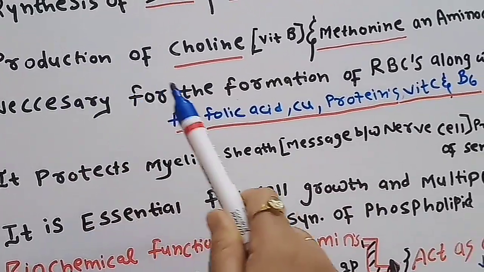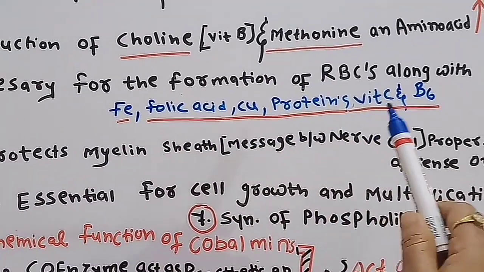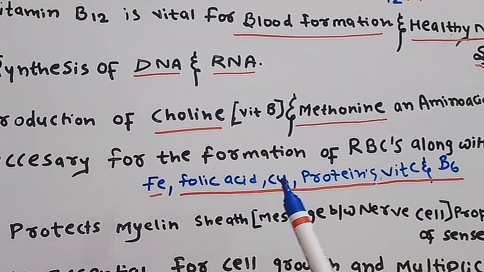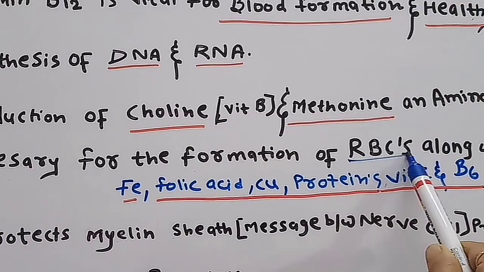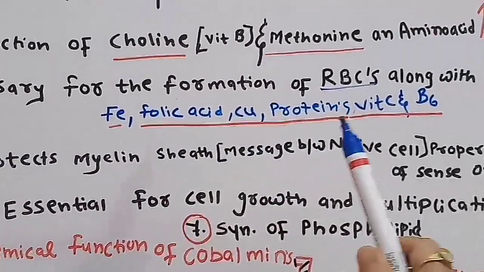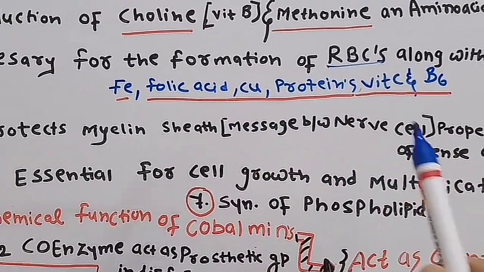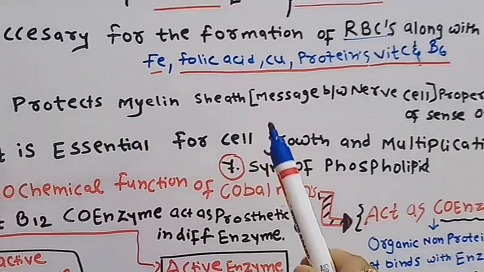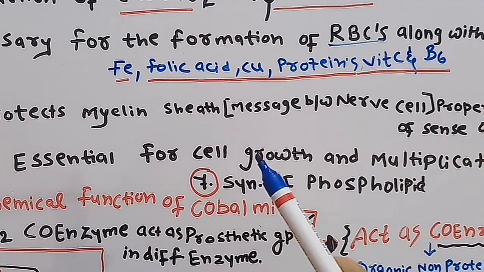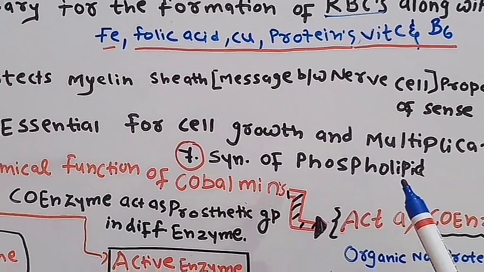It helps in the formation of RBCs along with iron, folic acid, copper, protein, vitamin C and vitamin B6. Vitamin B12 is also required for the formation of the red blood cells in our body. It protects the myelin sheath and helps to maintain proper functioning between the nerves and transfer the messages. It is essential for cell growth and multiplication, means it is essential for cell growth and cell division. It is also helpful in the synthesis of phospholipid.